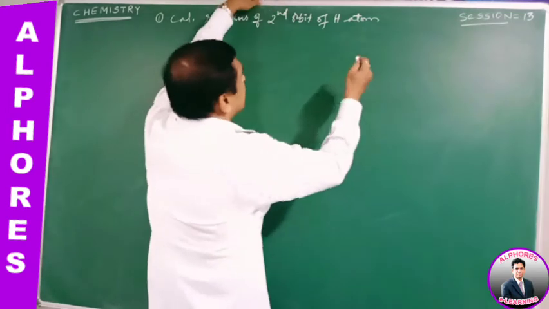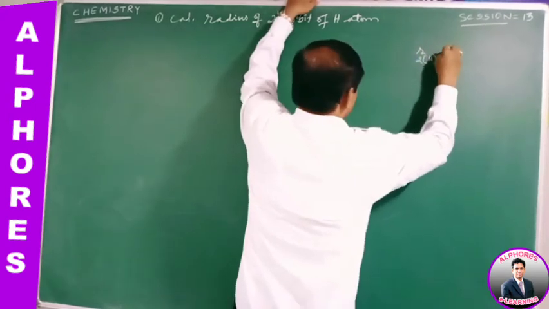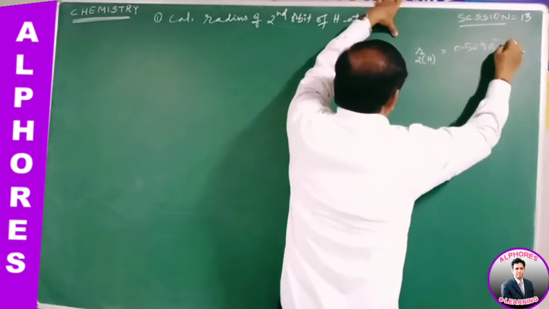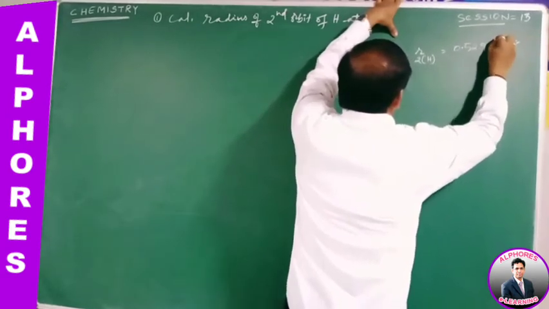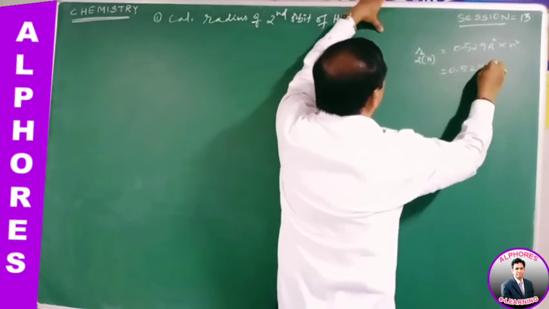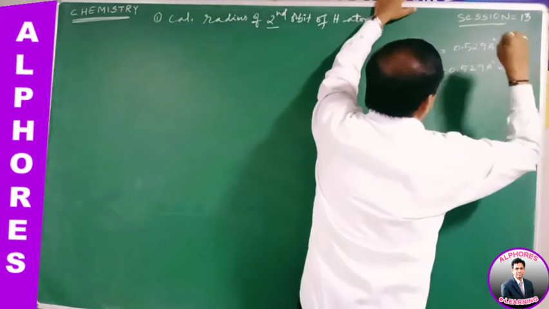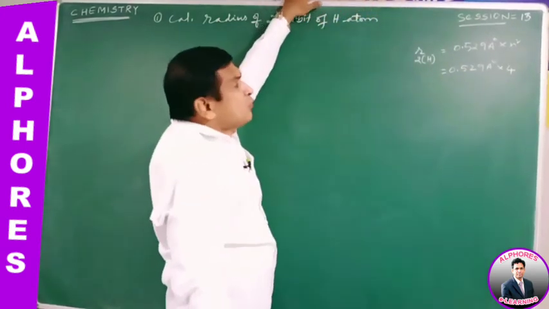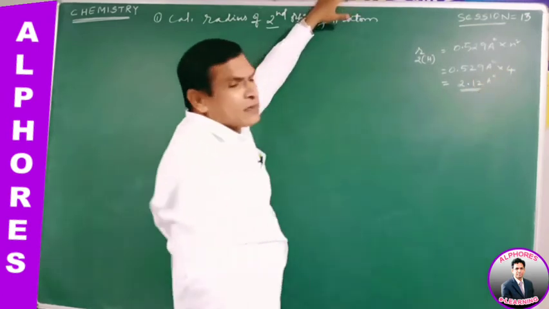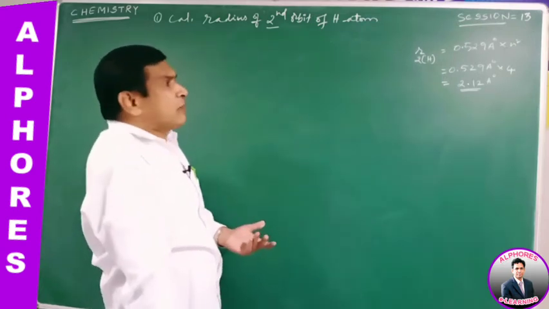So, the solution. The radius of the second orbit of hydrogen is equal to the radius of the first orbit, 0.529 angstroms, into n square, where n is the orbit number. So 0.529 angstroms into 2 square, since the second orbit is asked. 2 square is 4. So what is the answer? That is 2.12 angstrom units. Very simple. The radius of the second orbit of hydrogen atom is 2.12 angstroms.